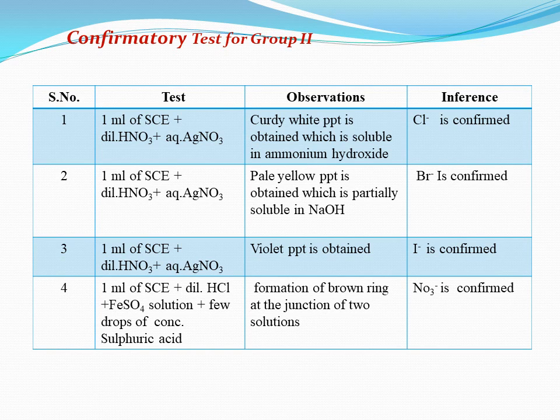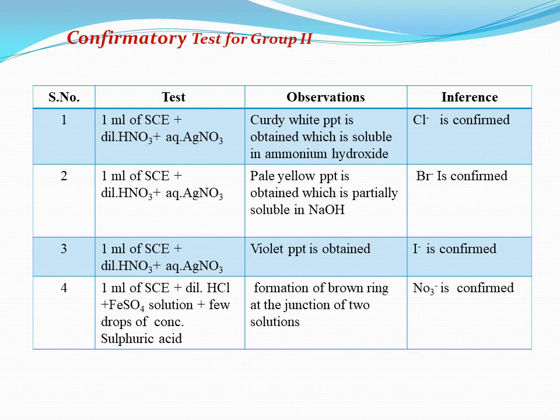For confirmation of chloride ion, you have to take 1 ml of sodium carbonate extract and add dilute nitric acid and silver nitrate solution. If you get a white PPT, that means chloride ion is confirmed. For confirmation of bromide ion, you have to take 1 ml of SCE, and add dilute nitric acid and aqueous silver nitrate solution. If you get a pale yellow PPT, which is partially soluble in sodium hydroxide, it means that bromide ion is confirmed.